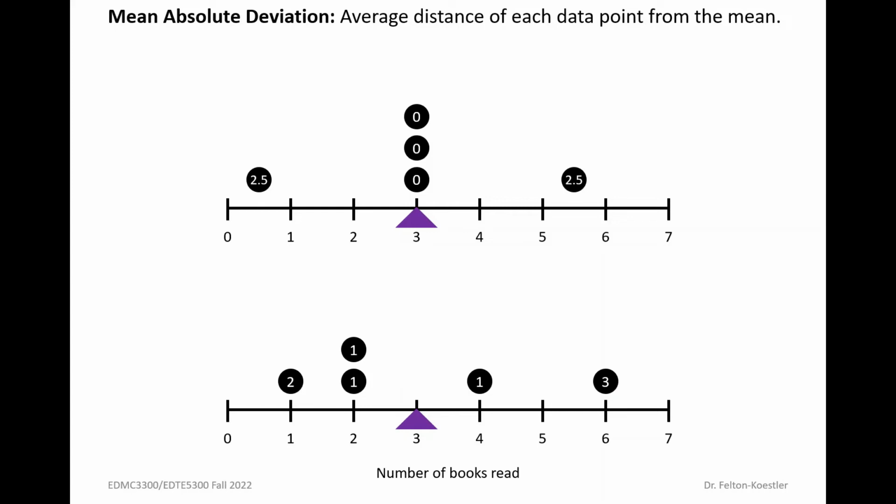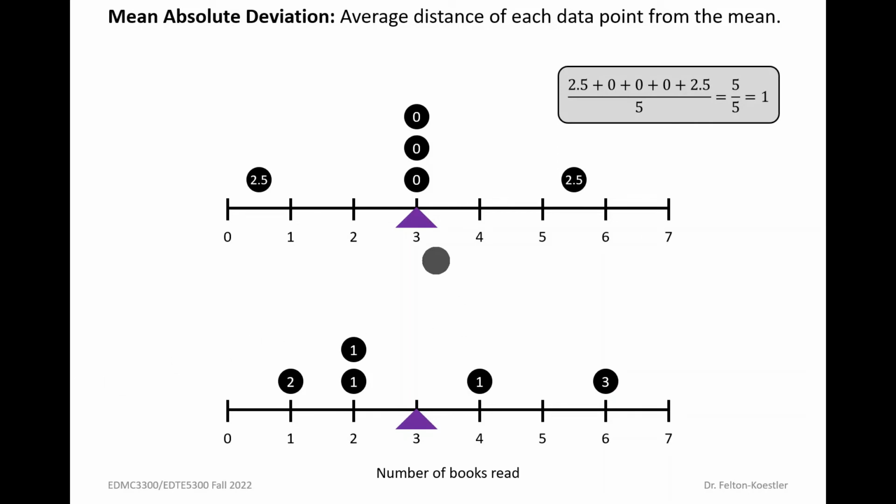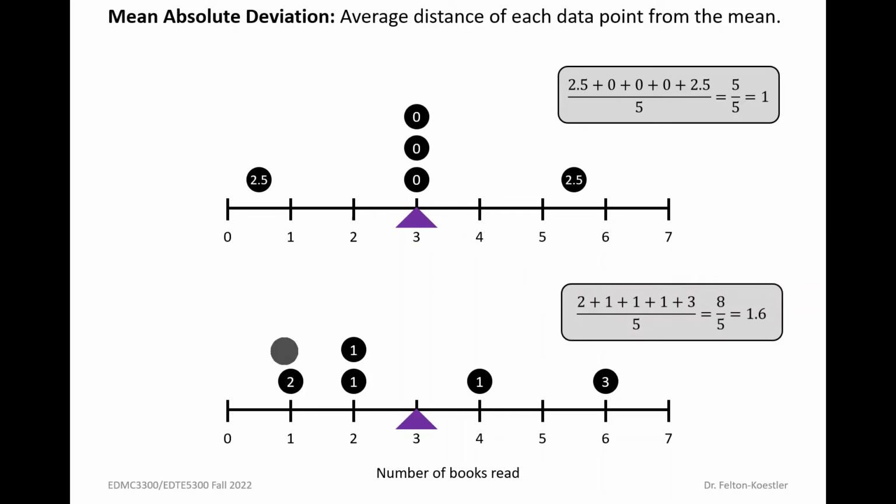If we look at this top set of data, the overall distance, how far away things are from the middle or from the average, is 2.5, 0, 0, 0, and 2.5. So altogether, we have a total distance from the mean of 5. And then that's spread out over 5 data points. So we divide that by 5, we get an average distance of 1 from the middle point here. And on the bottom set of data, we have distances of 2, 1, 1, 1, and then 3. So we have a total distance of 8. Again, that's over 5 data points. So we divide by 5 and get an average distance of 1.6 away from the middle.